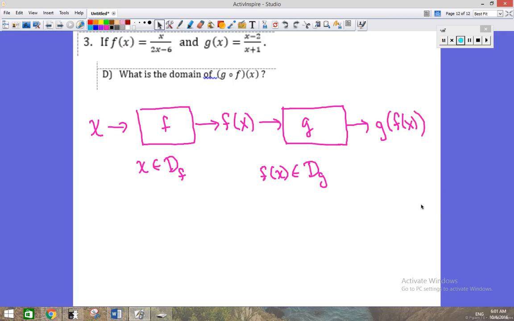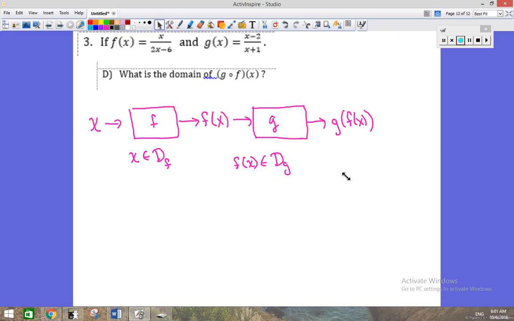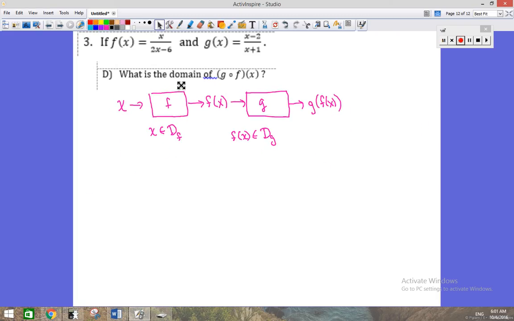Now, in the previous parts of this problem, in A and B, we found the domain of f and the domain of g. The domain of f was all real numbers excluding the number 3. The domain of g was all real numbers excluding the value -1. Now, the most difficult part in finding the domain of these function compositions is to recognize that g will never see the input x. It sees the output from f of x.